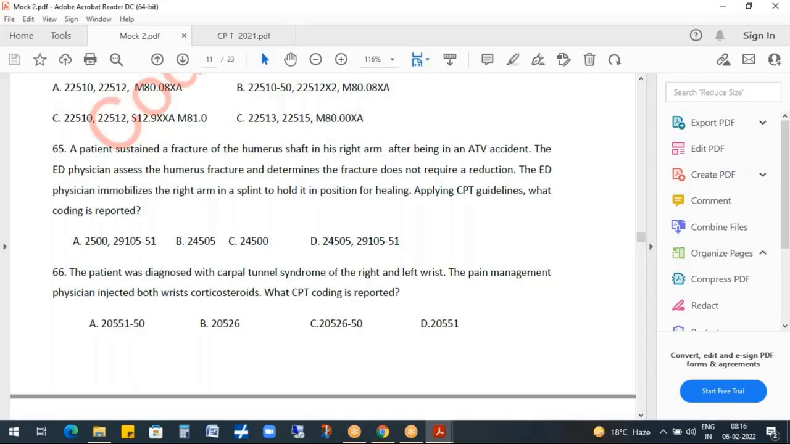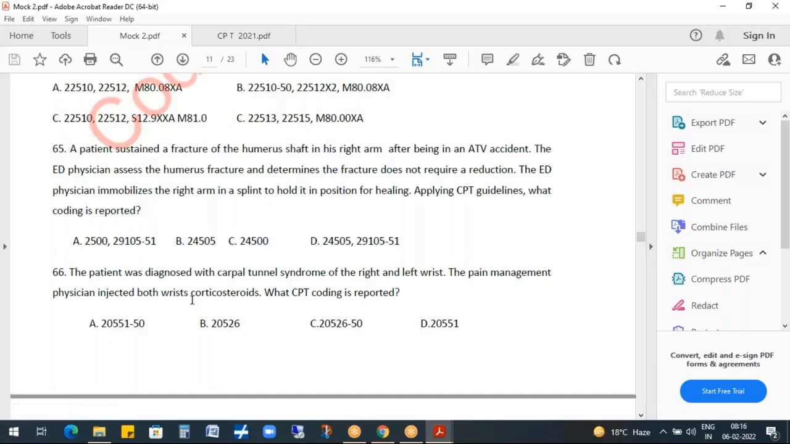If you go and see 24505, initial application is included along with that code. Do we need to code the splint again initially? No, no need to code. Then B or C will be your answer. Based on that you can select. Understood? If it is a subsequent visit, then we need to code the splint. Then application of cast or splint you can code separately. Okay, sir.